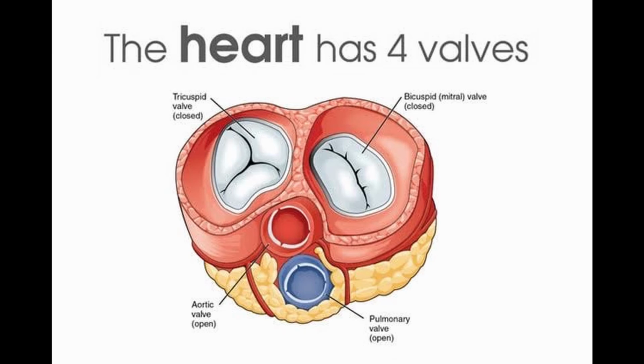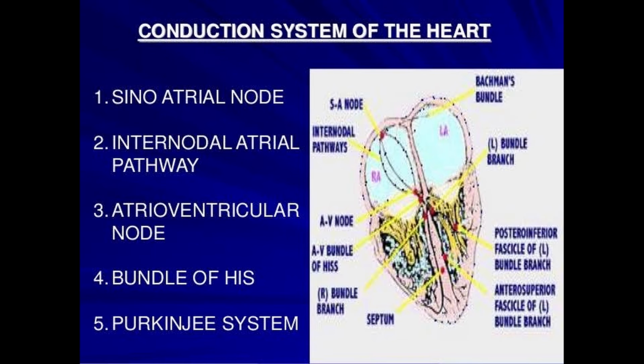Now we discuss the conduction system of the heart. So conduction system of the heart consists of the 5 systems. First one is sinoatrial node, second one is internodal atrial pathway, third one is atrioventricular node, fourth one is bundle of His, and fifth one is Purkinje system. So these 5 units form the conduction system of the heart.